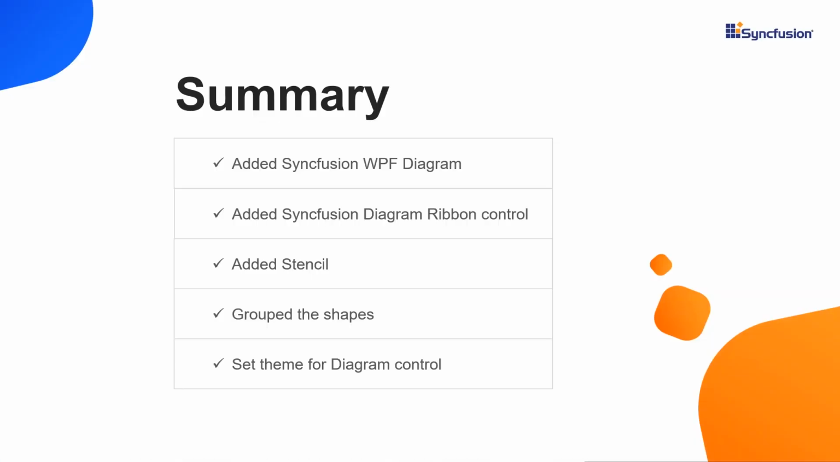That's it. Let me summarize the main points. You saw how to add the Syncfusion WPF diagram control with diagram ribbon and stencil to a WPF project. Also, you saw how to group the shapes and change the theme for the Syncfusion controls.